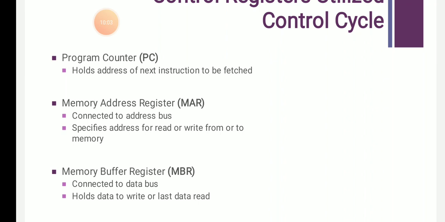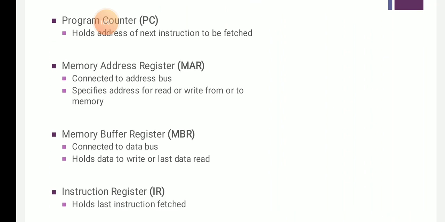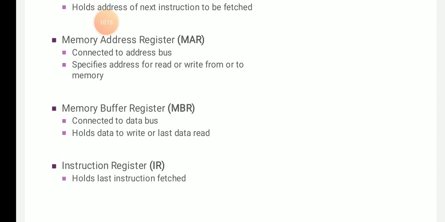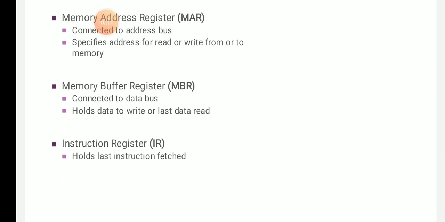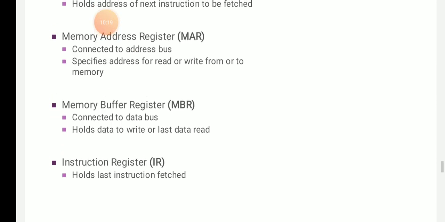Memory address register. Connected to the address bus, you can connect to the address bus directly. It specifies the address for reading or writing from or to memory. You can read or write from or to memory. So that's why it is called a memory address register.